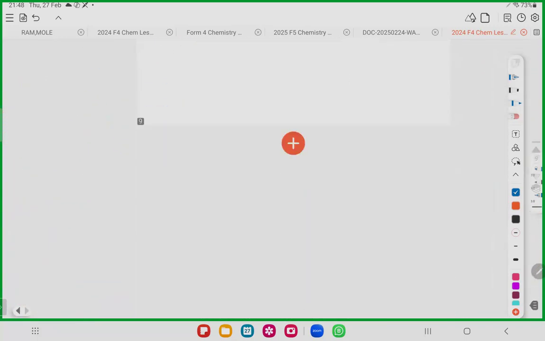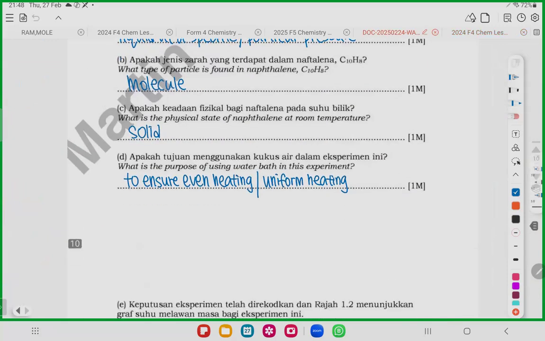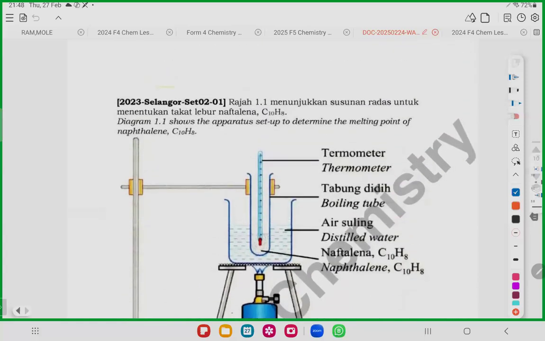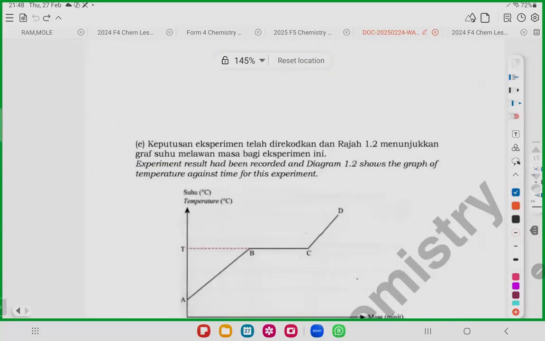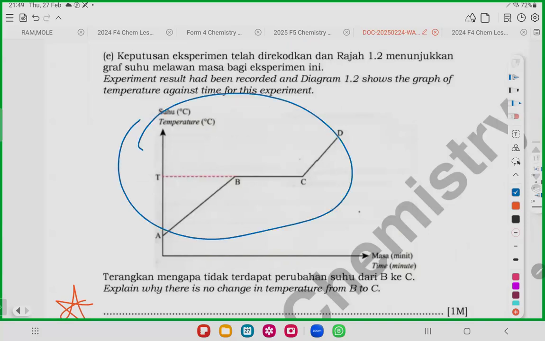Okay, let's do some subjective questions. This question is a continuation from just now. Just now we already completed here, so here there's one more. The experiment result had been recorded and the diagram shows the graph of temperature against time. So obviously this is a heating curve.